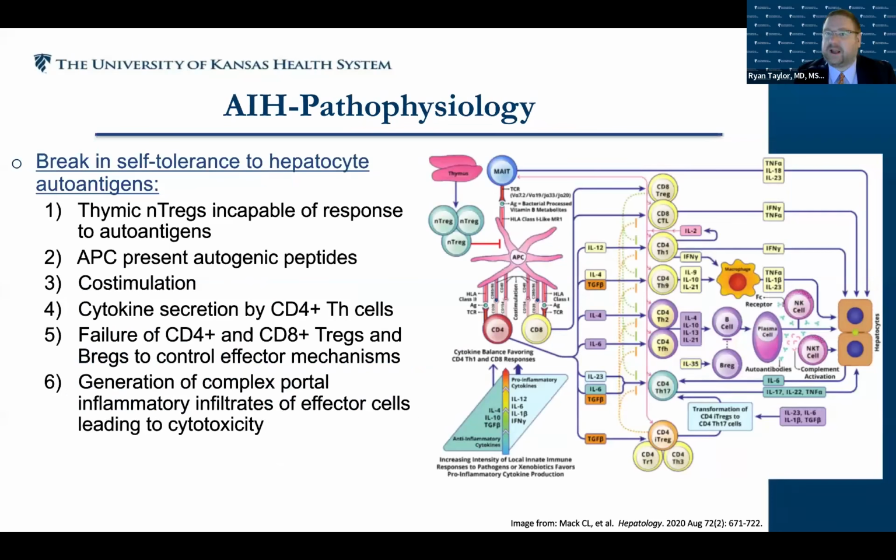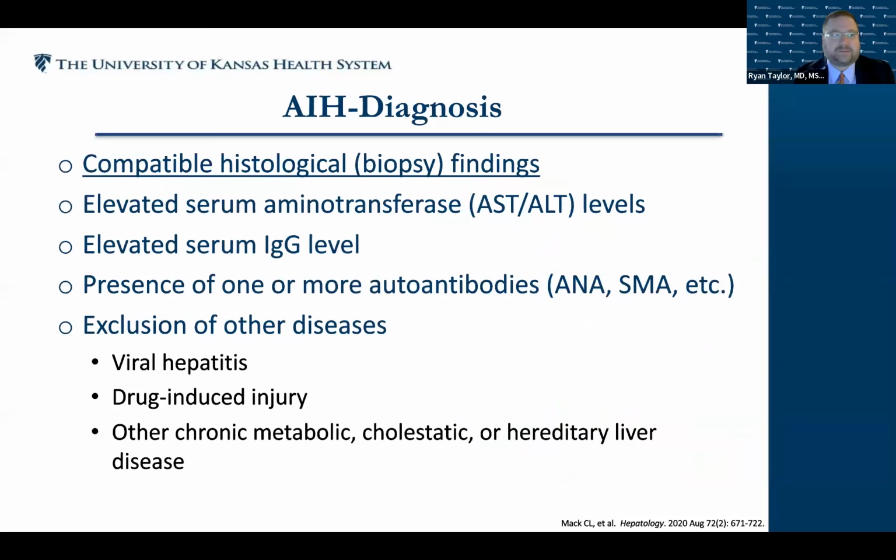So this is a busy slide, but just to highlight the complex interactions of the immune system with the liver. At the end of the day, no one knows exactly what triggers autoimmune hepatitis for the individual patient, but we know it stems from a break in self-tolerance to hepatocyte autoantigens and can then begin this cascade of inflammatory changes within the body, centered primarily within the liver and the hepatocyte. Next slide. So how do we diagnose autoimmune hepatitis?